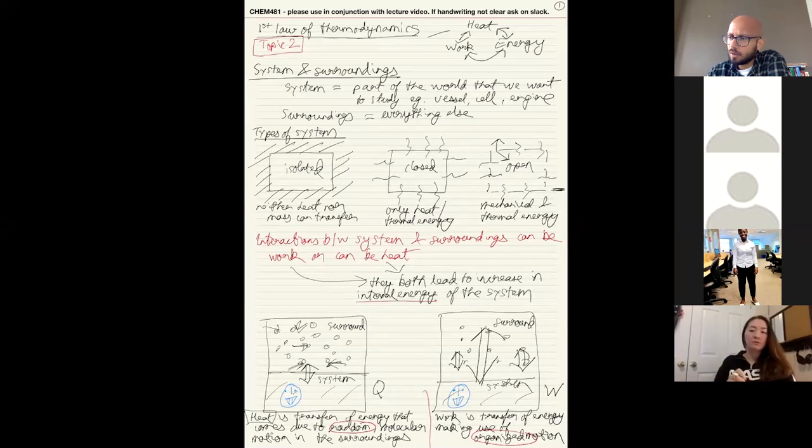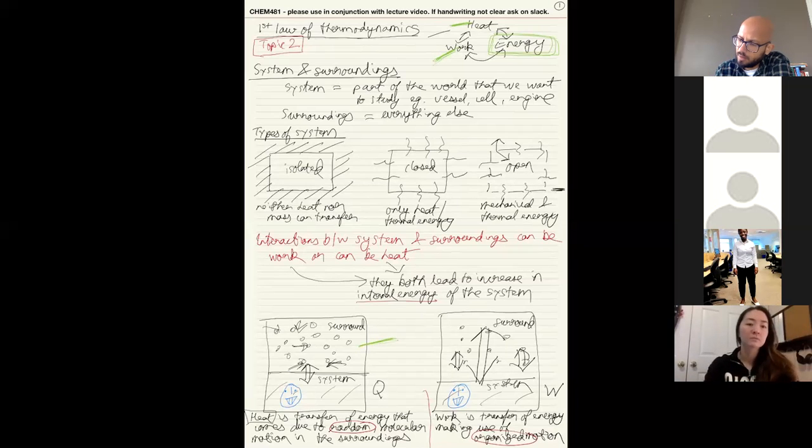So the idea in the first law of thermodynamics was, the basic idea was that the energy of a system, that is the internal energy of a system, can be changed in two different ways. It can be changed by giving heat to the system. It can be changed by doing work on the system. Heat is random motion. Work is organized motion.